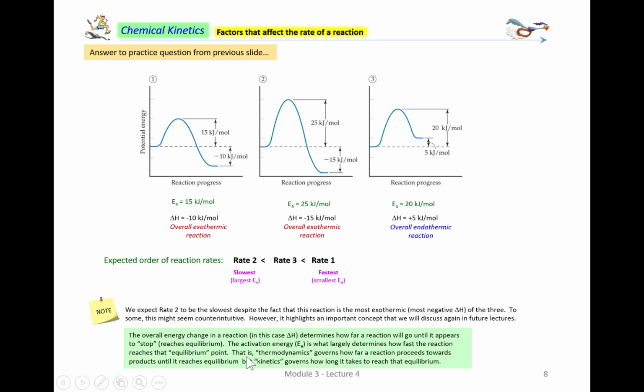That is, what we call thermodynamics, or the study of heat transfer, governs how far a reaction proceeds towards products until it reaches equilibrium. But kinetics governs how long it takes to reach that equilibrium. So in reaction number 2, we can say when this reaction's finished, it probably goes the farthest toward products, but it's going to take forever to get there because the activation energy is so high.